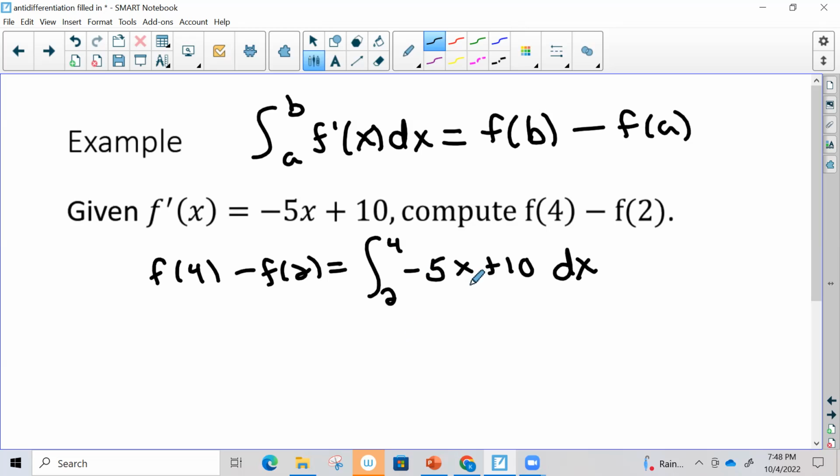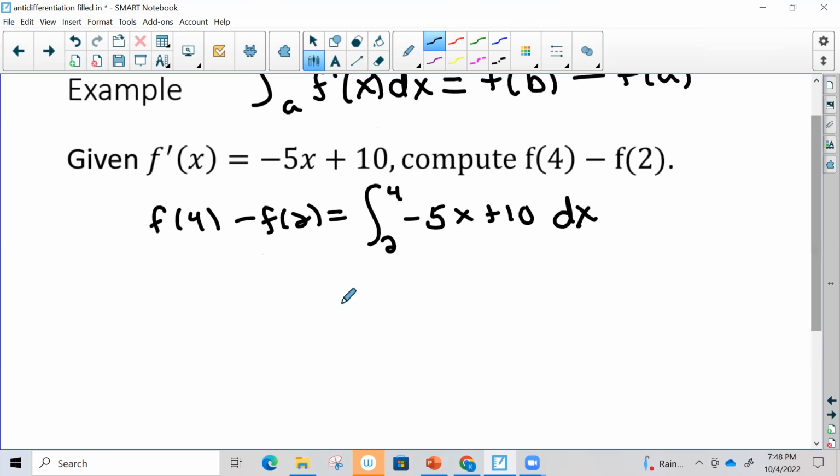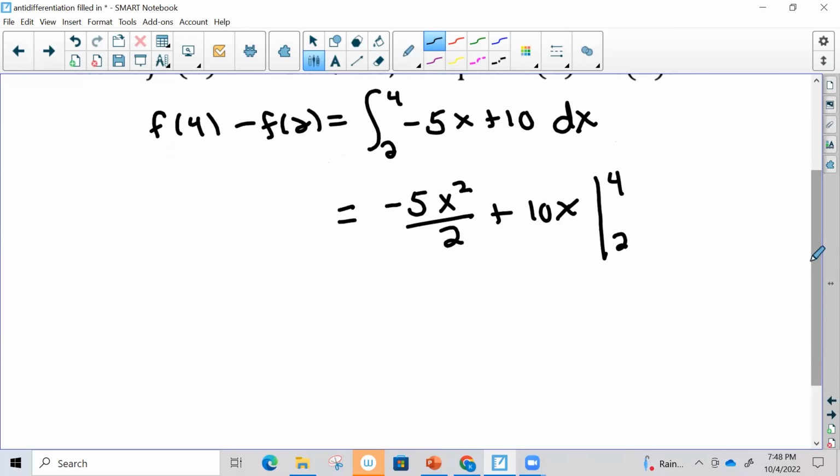And we're going to take that integral with respect to x. And then to find the value, we would actually integrate and use the fundamental theorem. So the integral of negative 5x is negative 5x squared over 2, plus the integral of 10 is 10x. When we're doing a definite integral, we don't need the plus c since it will cancel. So I'm not going to put it. I just put a line and then the bounds.